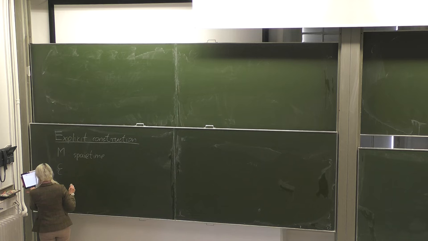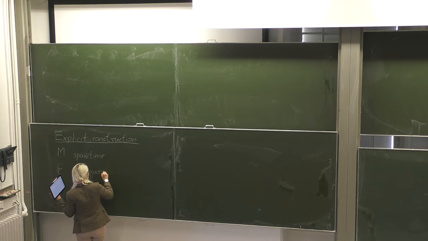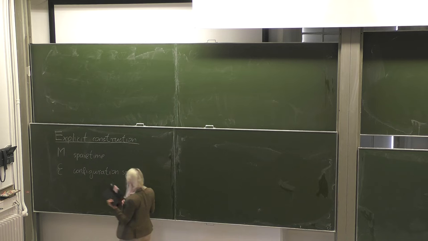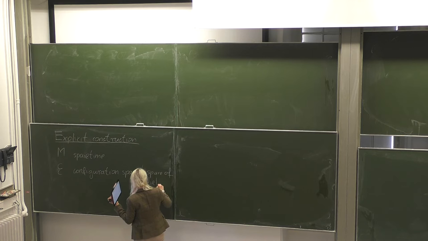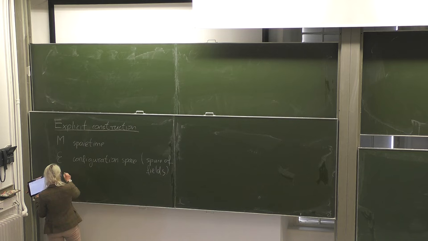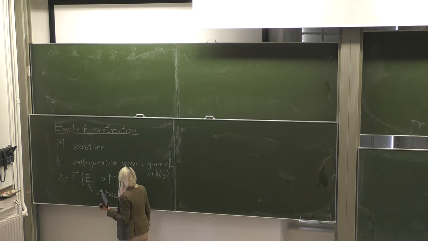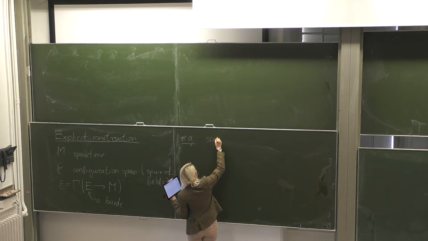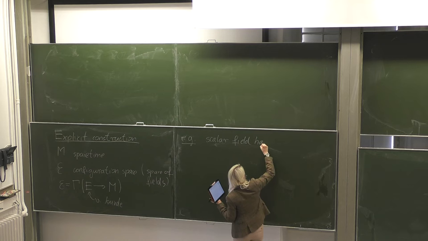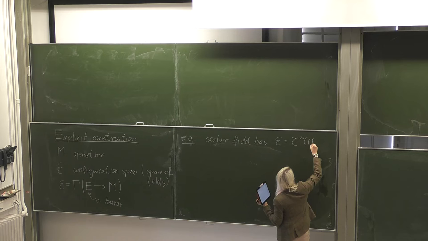Right, so E is the configuration space. Whatever kind of objects we want to study, so the space of fields, you would say, and typically we want this to be, in practice, a space of sections of some vector bundle over M. So smooth sections, right? So, for example, for the scalar field, E is just smooth real-valued functions on M.